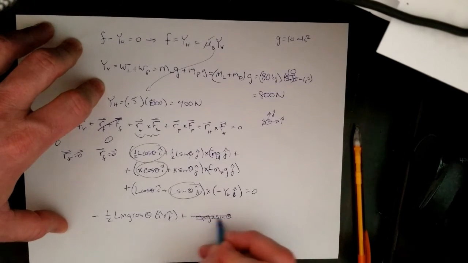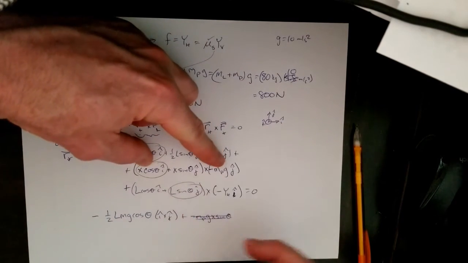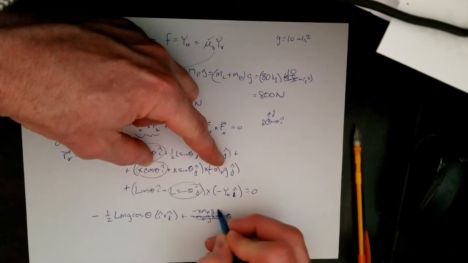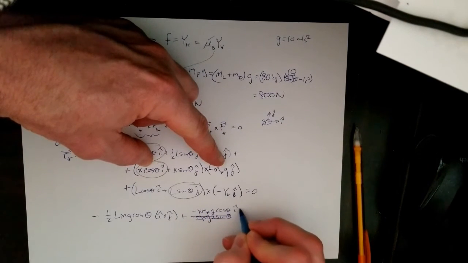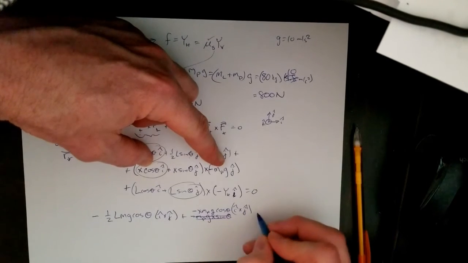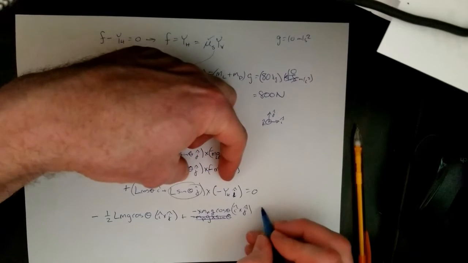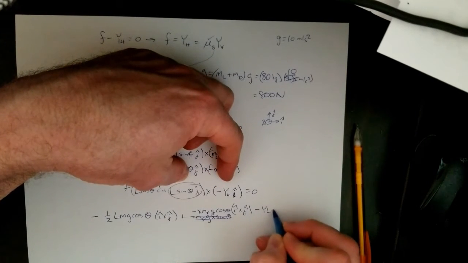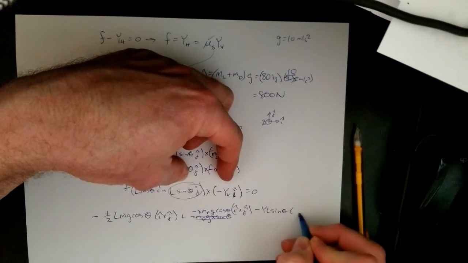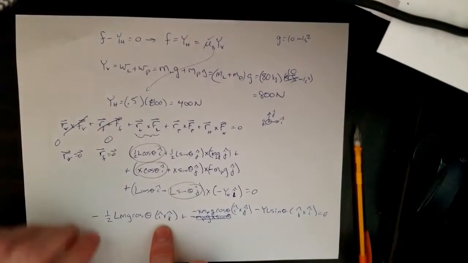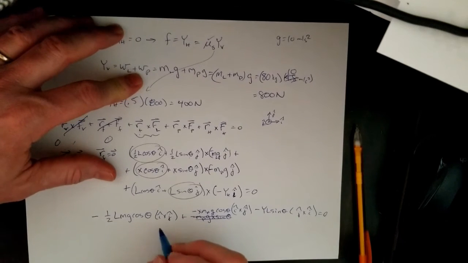Try that again. Multiplying these right here. So negative x m p g cosine theta i hat cross j hat. And then the last bit, this is the part I care about. So minus y L sine theta j hat cross i hat equals 0. i cross j is k. That's a classic right-hand coordinate system.